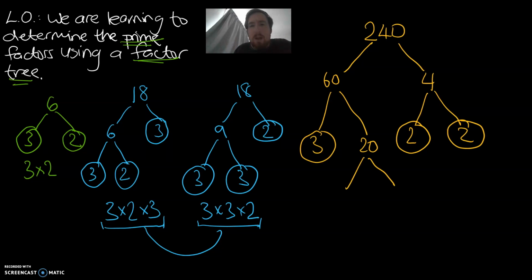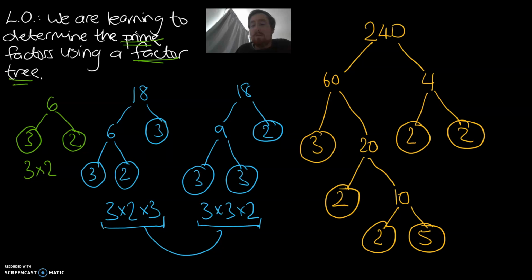Can you think what two numbers multiply together to get 20? Well, I'm thinking 2 and 10. That's a nice easy one to do. So let's do 2 times 10. We know 2 is a prime number, so we can circle that. Now we've got that 10. Well, 2 and 5 make 10, so we need to split that up. Let's do 2 times 5. 2 is a prime number, and 5 is a prime number too. We've circled everything. Everything comes to a circle or an end.